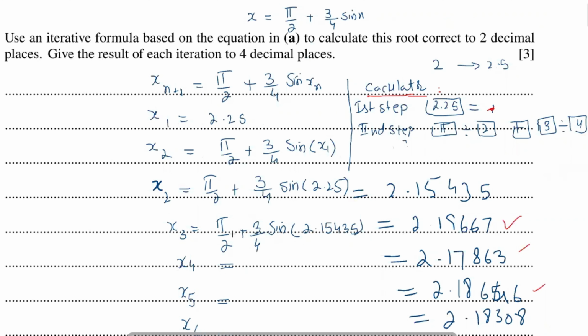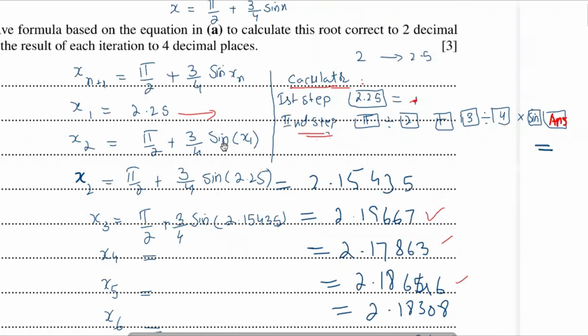You see here, you put in the calculator pi over 2 plus 3 over 4 sine 2.1453 and so on. These values you can get by using this rule. In the calculator, first step you put the initial value 2.25 and then the equal sign. In the second step, you put in the calculator pi over 2 plus 3 divided by 4, and sine.